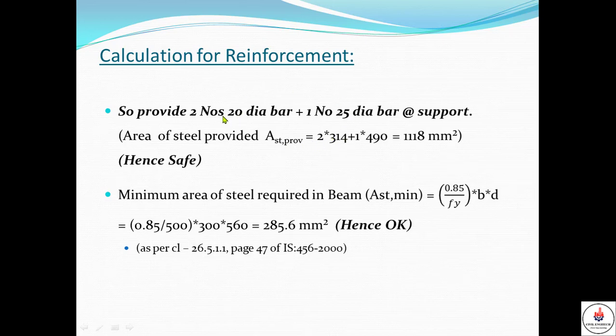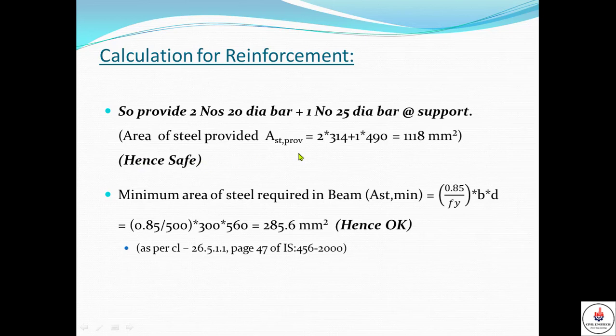314 is the cross sectional area of the 20 diabar, and 490 is the cross sectional area of the 25 diabar. So 314 is multiplied by 2, plus 490 multiplied by 1, and summed up, we get the total value of 1118 millimeter square, which is the total provided area of reinforcement, which is also greater than the required. Hence it is safe.